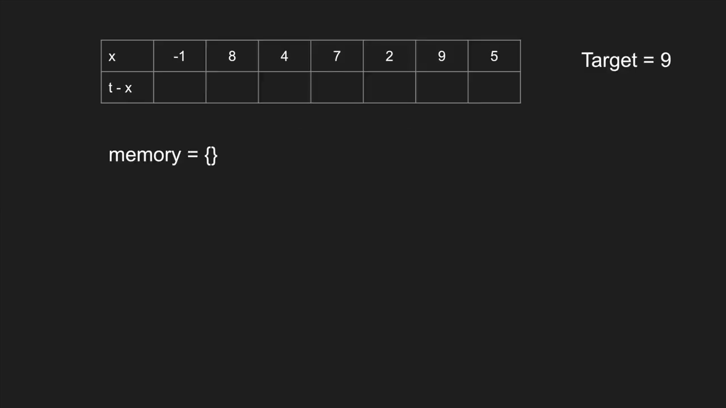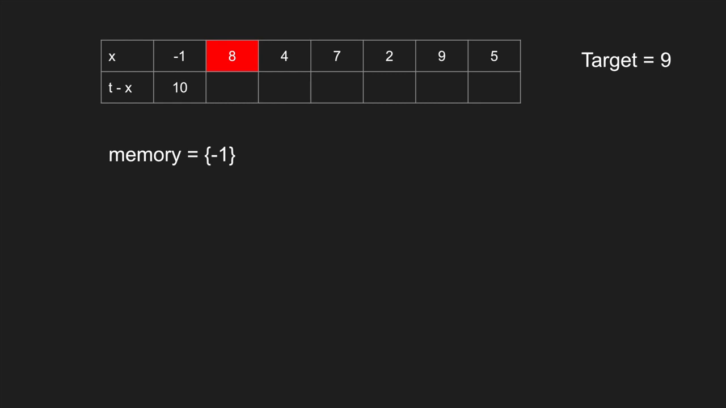We start with an empty memory. First we check x equals -1, and the number that we would need to add to it in order to get 9 is 10. Now, have we seen 10 before? No, we have not, so there's nothing that we can do for now. But before we move on to the next element, we add -1 in the memory because we have just visited it.